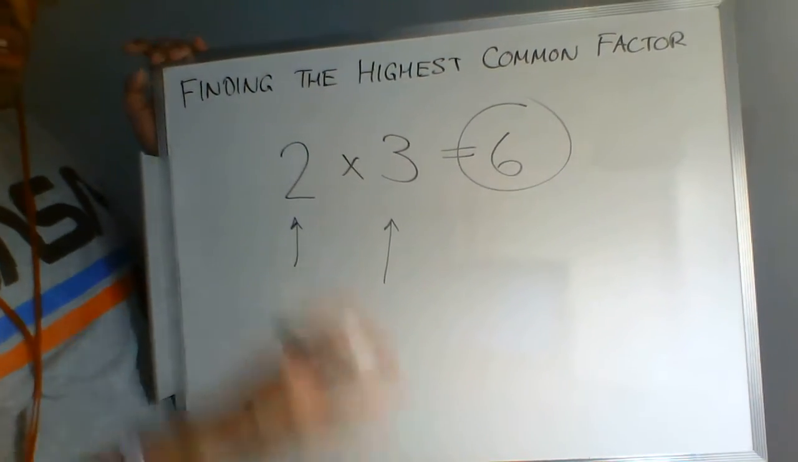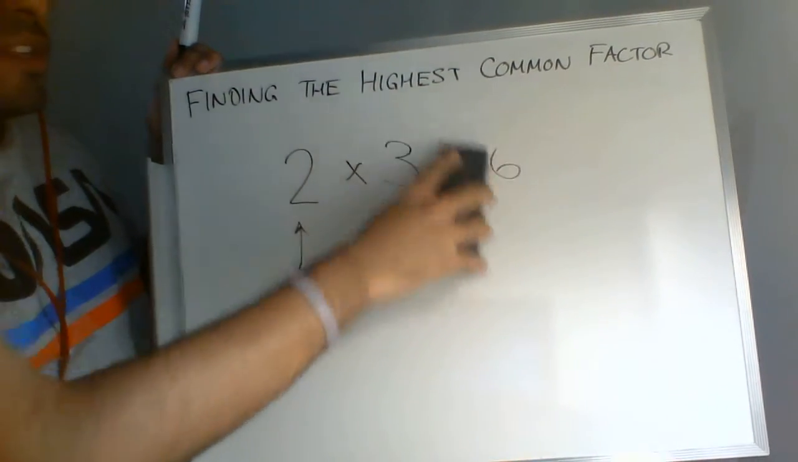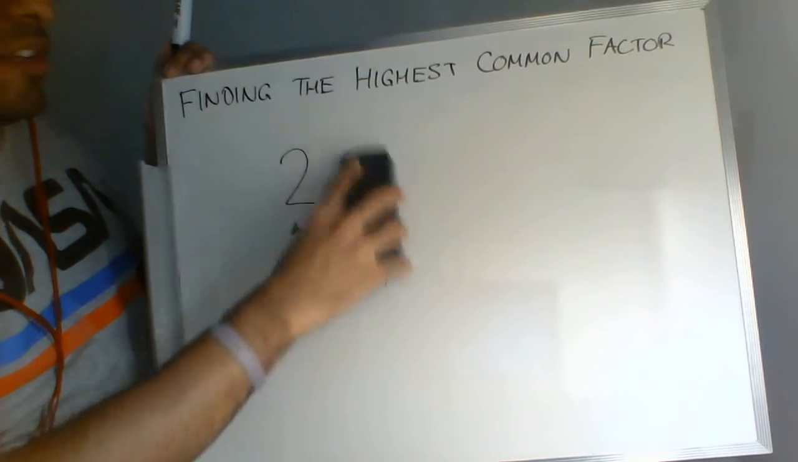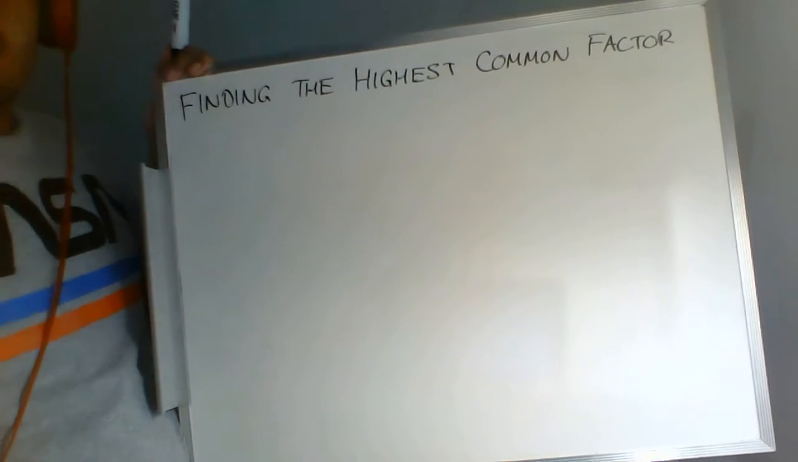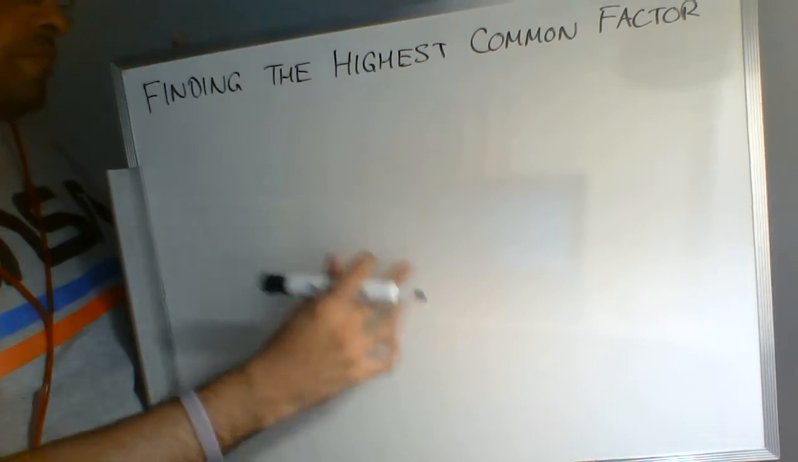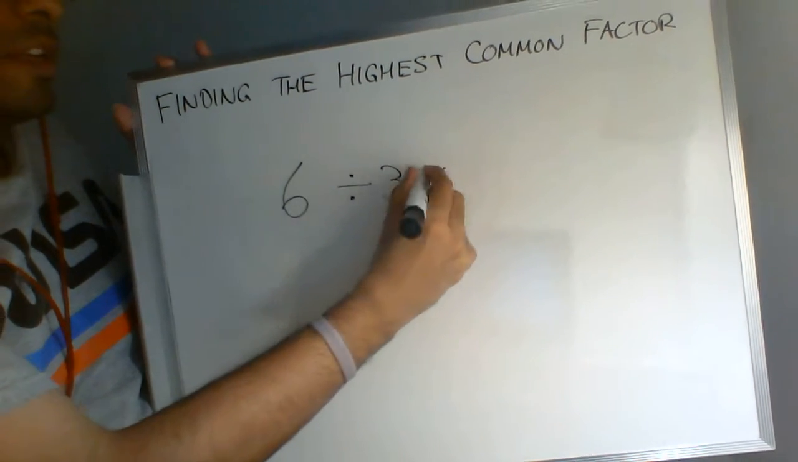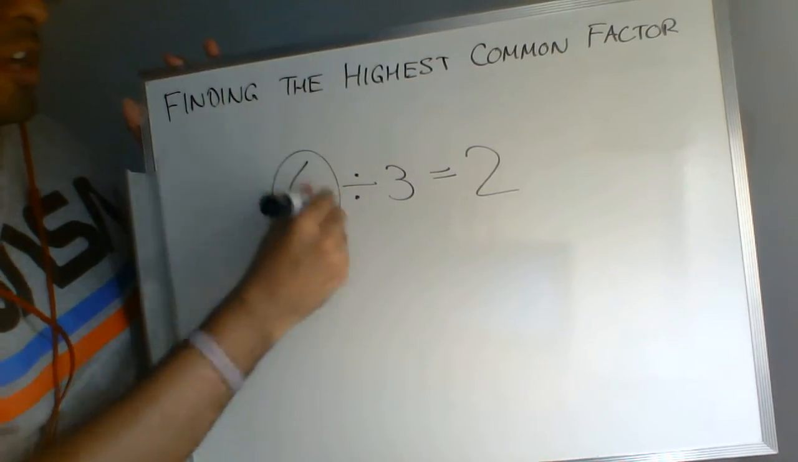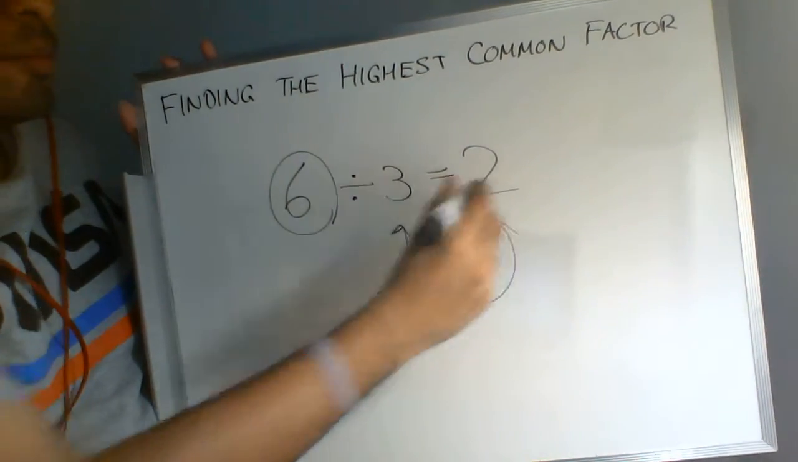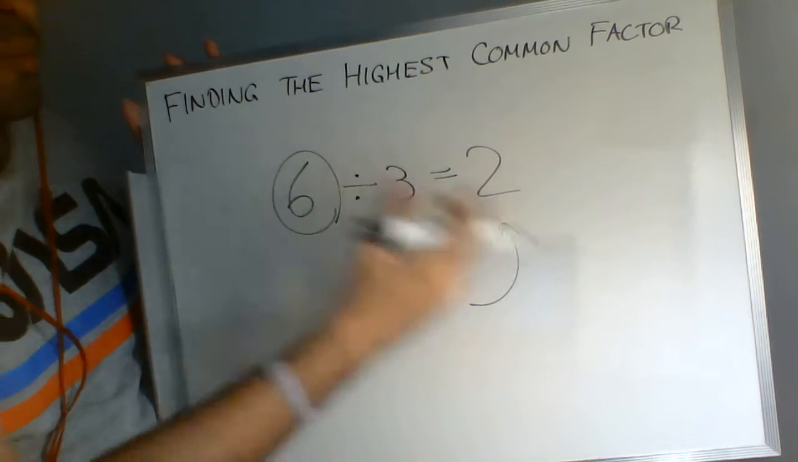Alright, so we were just talking last time about what factors are. There was also that thing about divisibility rules, that if a whole number is divisible by another whole number, then that divisor is also a factor, and the answer to that division question, the quotient, would also be a factor. So that's like if you had 6 divided by 3 is equal to 2. So in this type of example, then you're starting with the number 6, and the number 3 and the number 2 are both factors of 6. Which can be shown in this way as well.